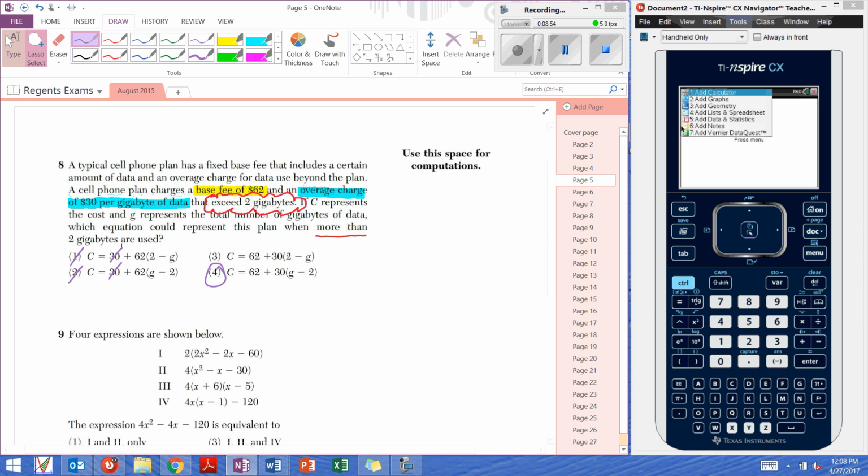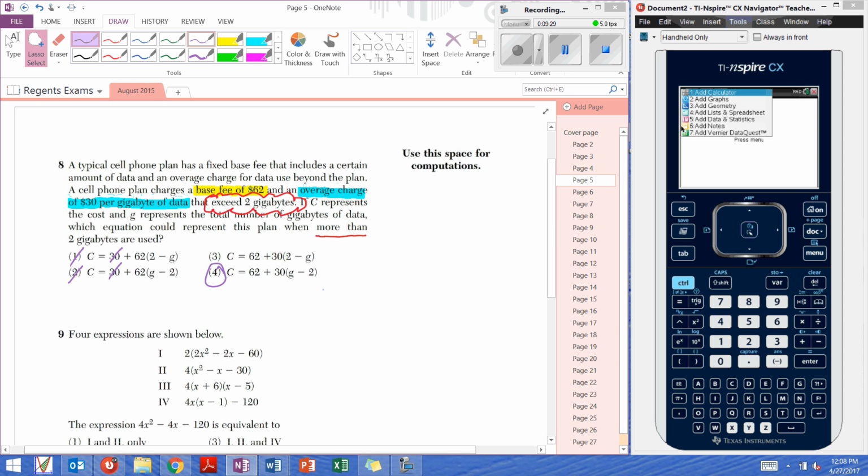And then I noticed the overage charge of 30 per gigabyte. So many of you might think, well, that would be 30G. But if you look at your 2 answer choices, that's not an option. So why is it not an option? Well, what I have bubbled in red indicates that it will exceed 2 gigabytes. For me, that means that it's going to go over 2 gigabytes. So what we'll have to do is subtract away the 2 gigabytes that we are getting that's included in the package. That's why we're going to look at the G minus the 2.